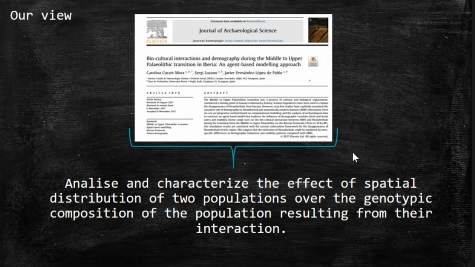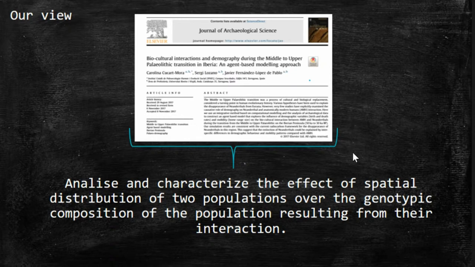This interest of ours in the spatial dimension of admixture processes came to us from a previous work. We recently published a paper called Biocultural Interactions during the transition from Middle to Upper Paleolithic in Iberia. And while we were analyzing the simulation outcomes from this model, we realized that spatial arrangement had a higher effect than we would expect.